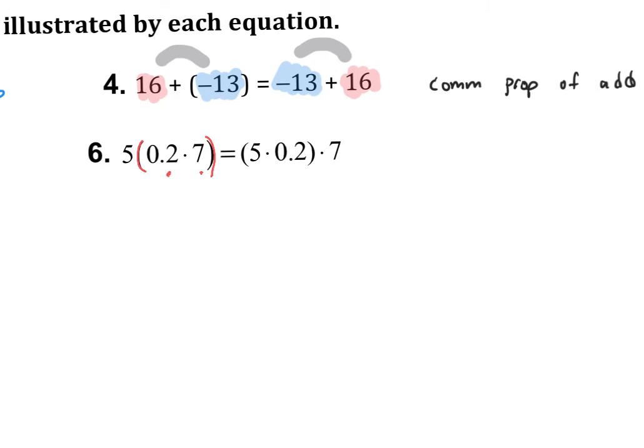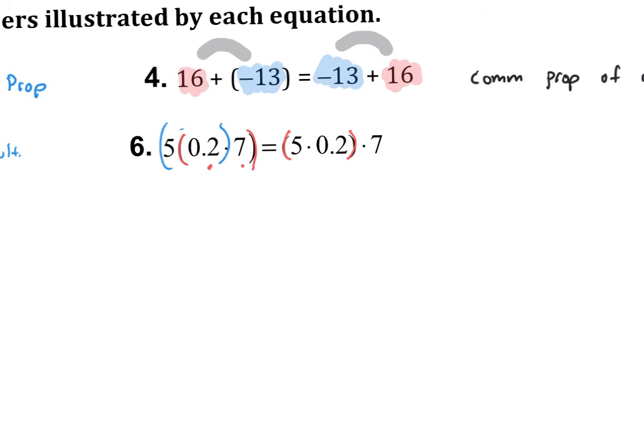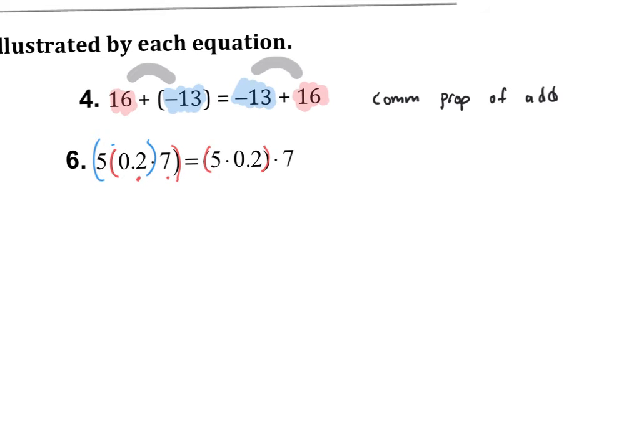All right, and this last problem here is we have a pair of parentheses combining these two numbers, and then we have a pair of parentheses almost as if we shifted it that way. And so there we go. That's the associative property of multiplication.